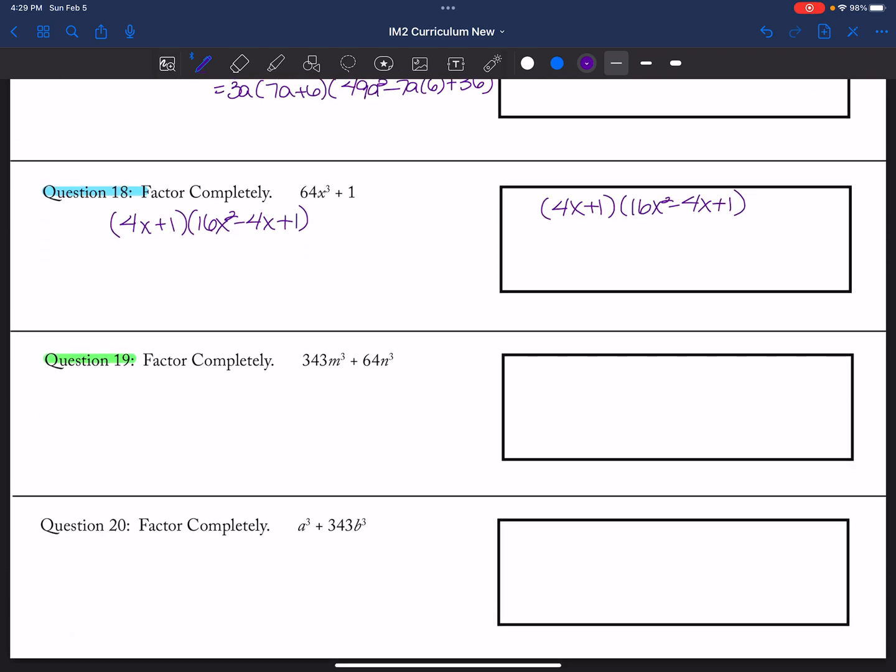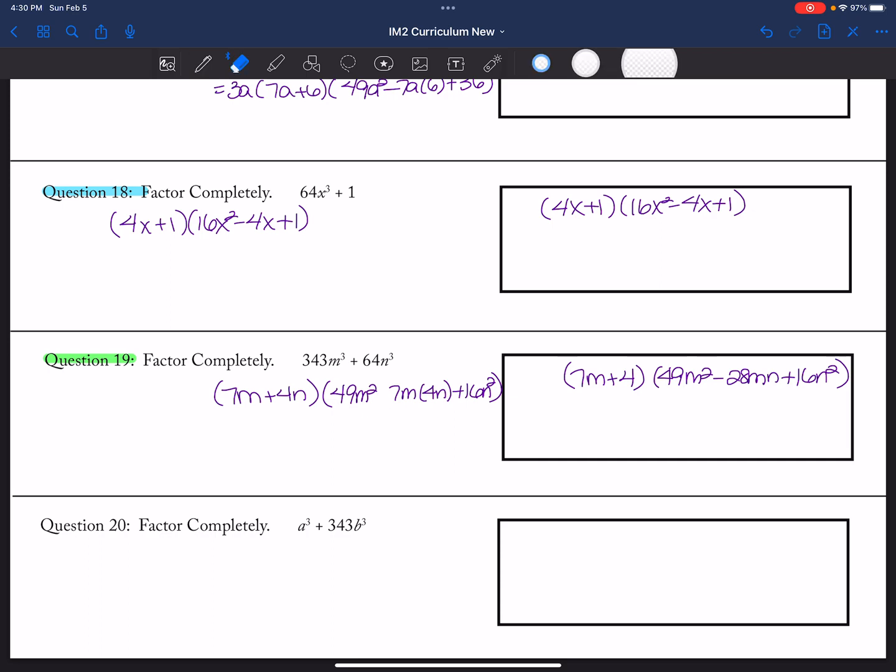Okay, so this is 7m plus 4n, 49m squared plus 7m times 4n plus 16n squared. So 7m plus 4n, 49m squared plus, not 40, 28. There's a minus sign. I always forget that. Minus 28mn plus 16n squared. I'm going to fix it here.